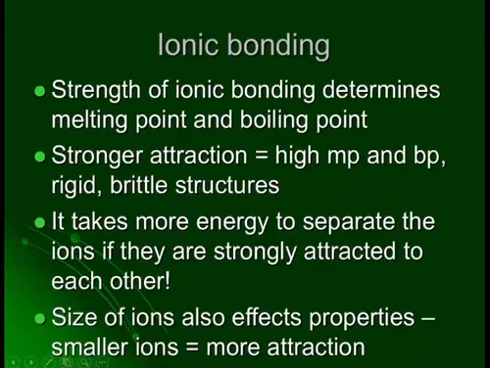With ionic bonding, the strength is going to determine the melting point and the boiling point. The stronger the attraction, the higher the melting point and boiling point. It's going to be harder to separate those ions. This forms rigid, brittle structures. It takes a whole lot more energy to separate those ions if they are strongly attracted. So the size is going to also affect the properties. The smaller ions are going to have more attraction, so they're going to have higher melting points and boiling points.